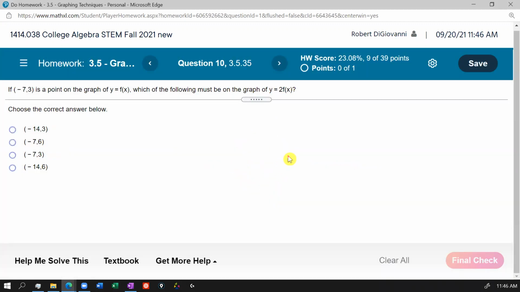All right. If the point negative 7, 3 is a point on the graph of f of x, then which must be on the graph of 2 times f of x? So that means we double it. So remember, this was 3. So we double that, that would come up here, and now it'd be 6. So the point negative 7, 6 should be on there.